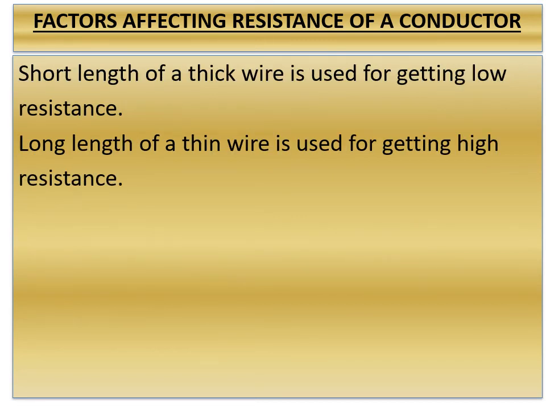So on the whole, after learning length and area, we have to remember like this. A short length of a thick wire is used for getting low resistance and a long length of a thin wire is used for getting high resistance. So if you want a larger amount of current, you have to go with a short length of a thick wire. If you want a smaller amount of current, we have to go with a long length of a thin wire.